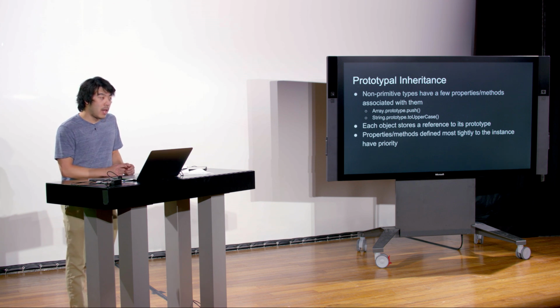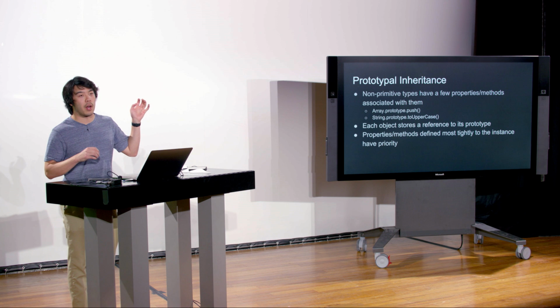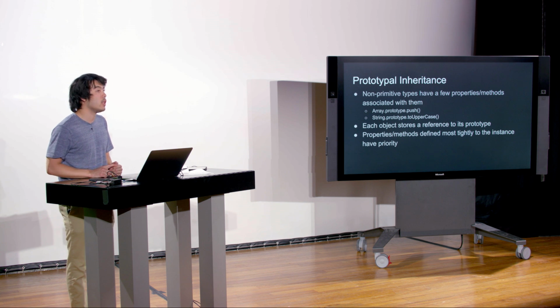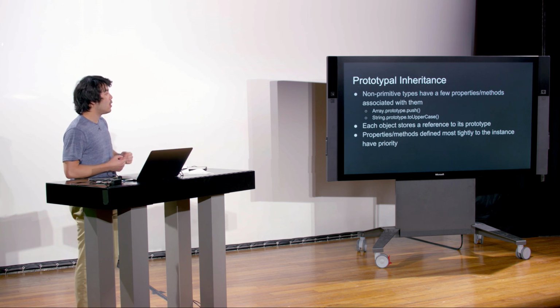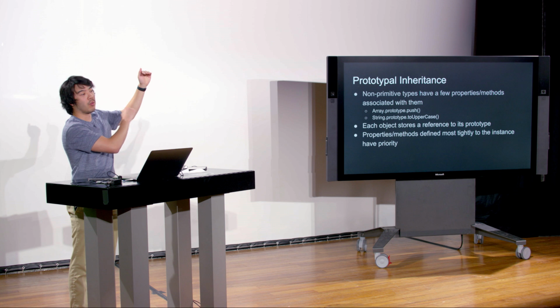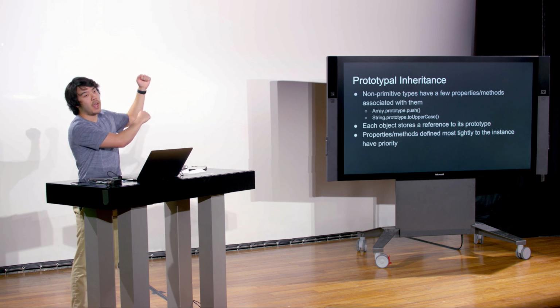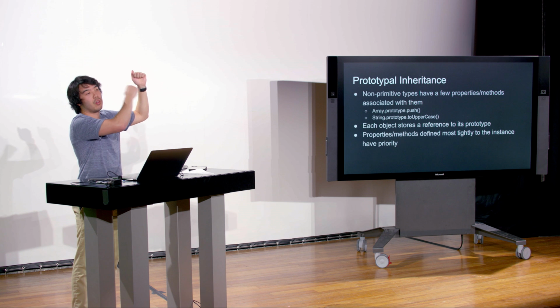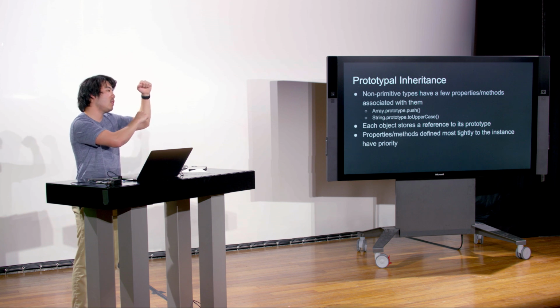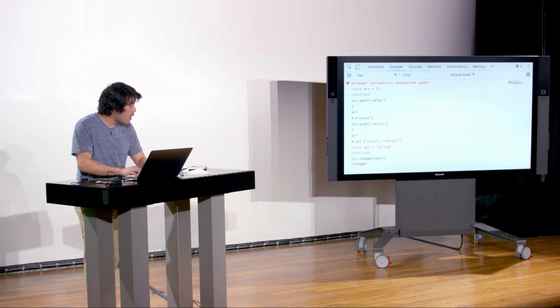And say we have a prototype chain where there are a bunch of different methods of the same name. Whichever one is bound most tightly to the instance has the priority. So say we have a value that is of type array. Up the prototype chain, its prototype is array. That prototype is object. Say we have the same named method on both of these. If we call that method, the one that's bound most tightly, the array, will take priority. So let's actually show that. So say we have something like that.